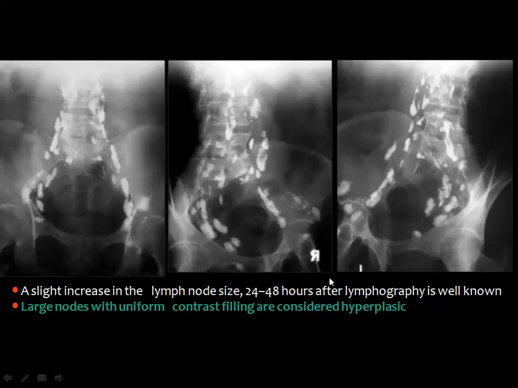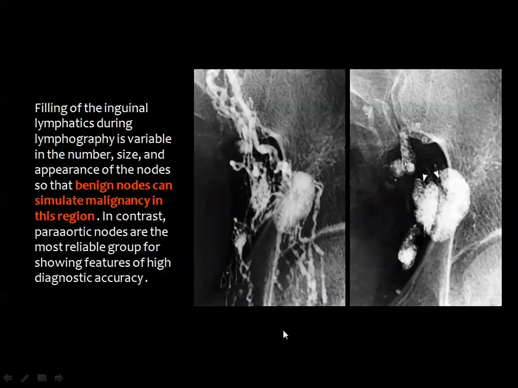You can take this node as an example, but here you can see some incomplete filling of the lymph node. Then some of the nodes that are draining frequent sites of infection, like the inguinal nodes and most of the submandibular and submental lymph nodes, drain frequent inflammatory lesions in the head and neck. We do not consider these nodes pathologic, even if they are a little bit larger and show some filling defects. These nodes are what we call the reactive lymph nodes. I will mention that after.